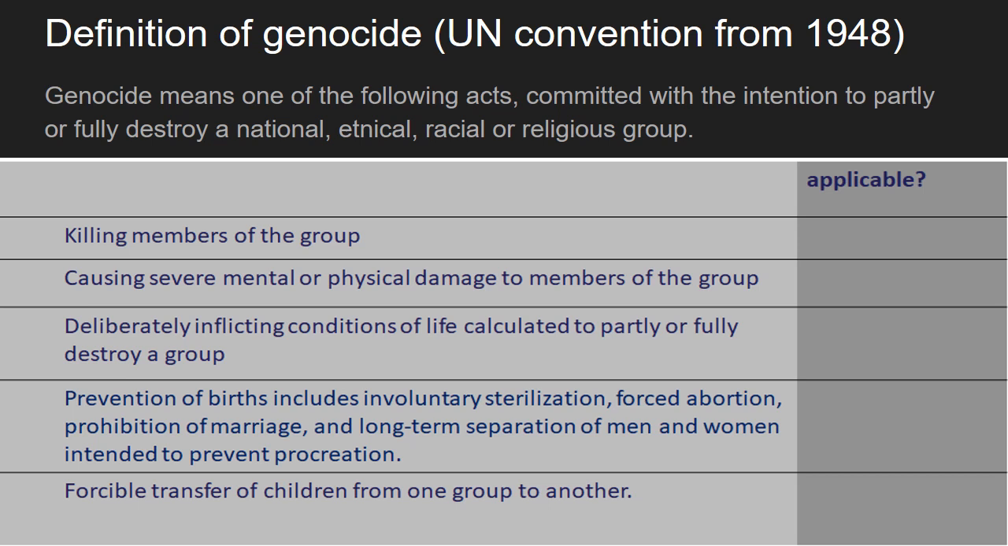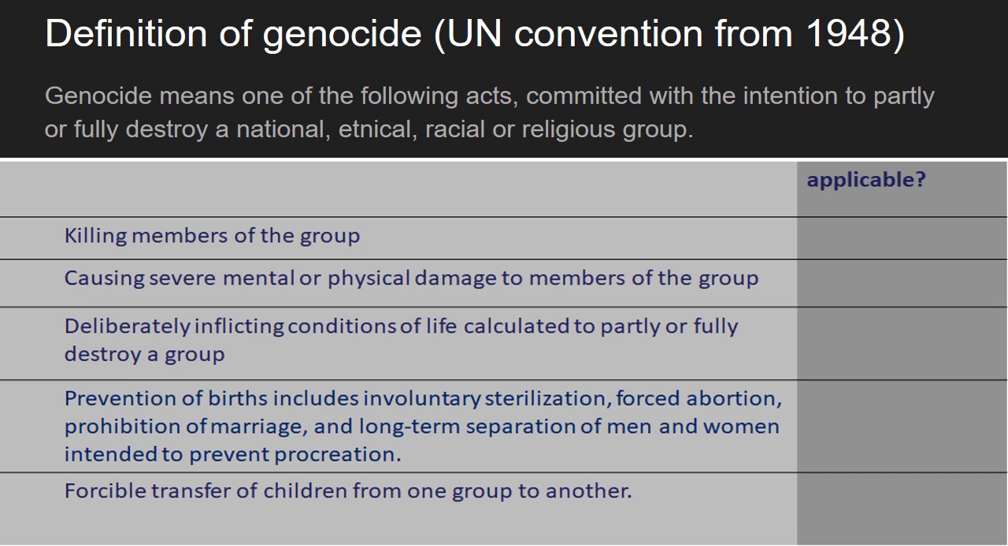So genocide means one of the following acts committed with the intention of destroying a national, ethnic, racial, or religious group. This is according to the definition of genocide from the UN Convention of 1948 following the Second World War. And this is actually the first time that the term genocide is used.